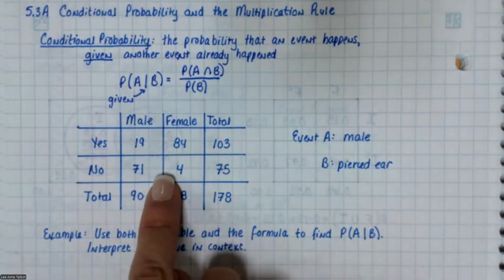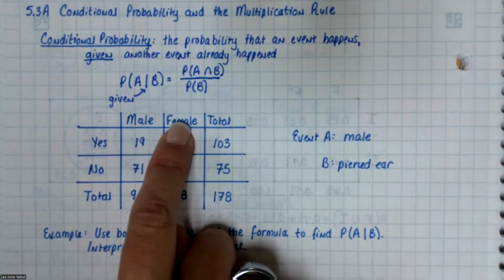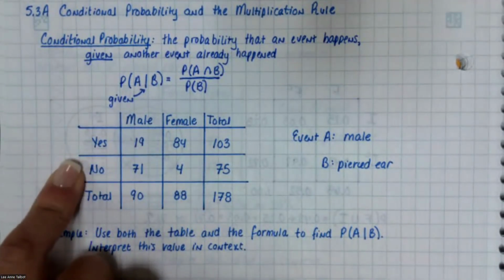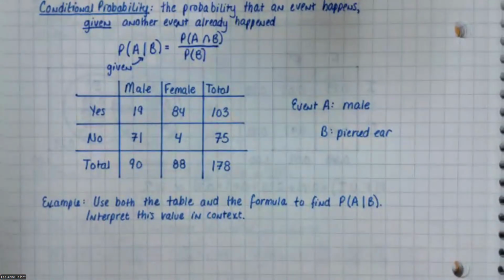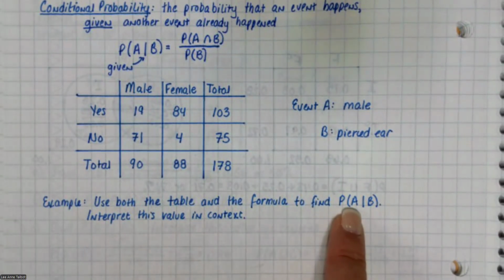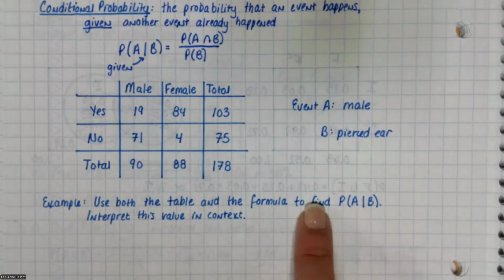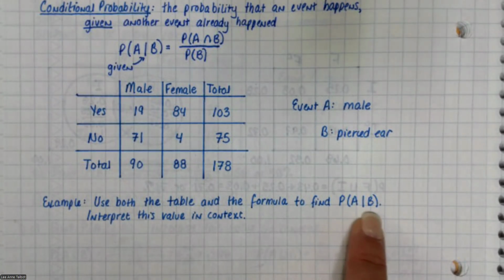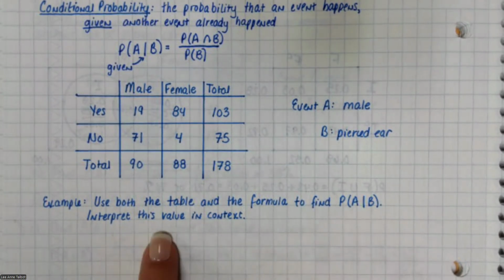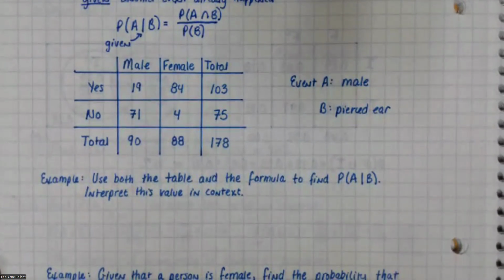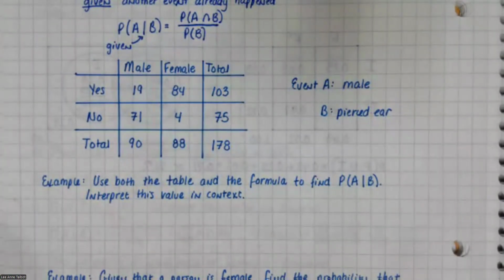Again, this is the same table from Friday. You have self-reported male and female categories. Yes or no on the pierced ear. Does that make sense? Okay. Use both the table and the formula to find the probability of A given B. So I'm going to reread this. Find the probability that someone is male given they have a pierced ear. Interpret this value in context. And that's just going to be a little second grade conclusion sentence.